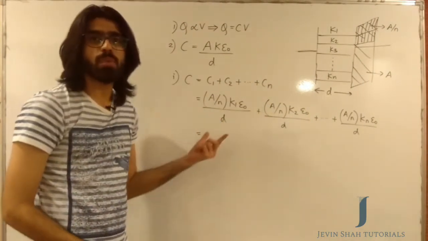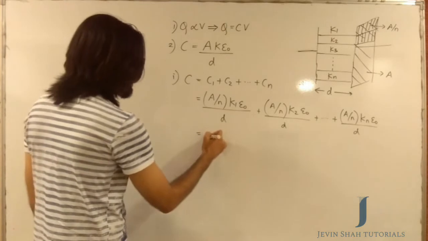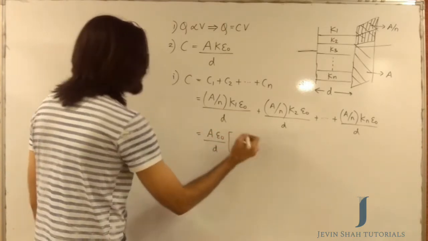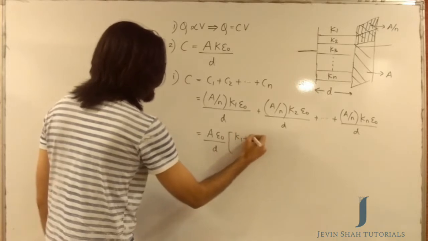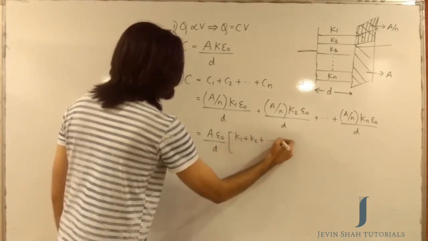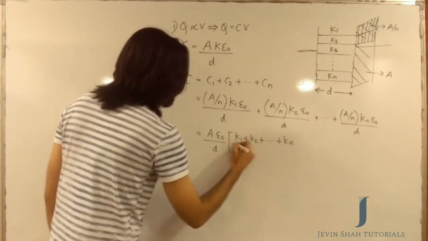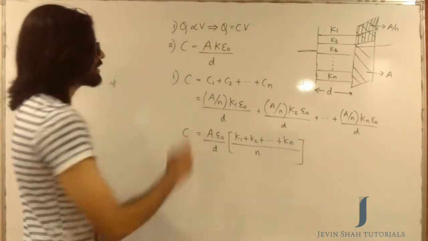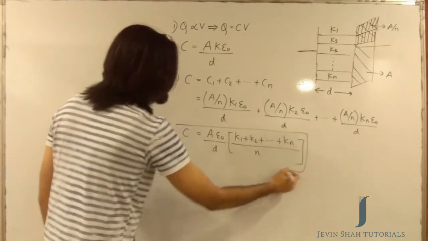If you pull out the common terms, you will realize that you have A epsilon naught upon D, and inside the bracket you can have K1 plus K2, that continues up till Kn, the whole divided by N, and that's the final capacitance of this configuration.